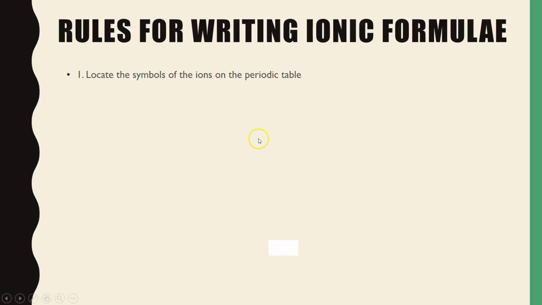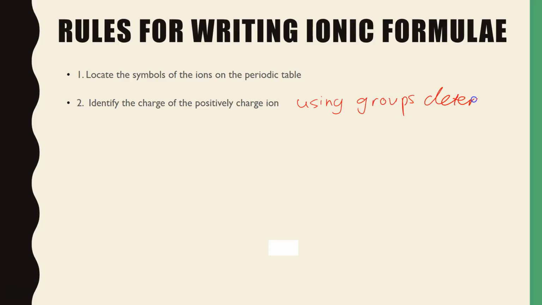So the rules for writing ionic formulae are as follows. First of all, you need to locate the symbols for your particular element on the periodic table. Then you identify the charges on that positively charged ion or the negatively charged ion. So using the groups of the periodic table, you can work out the charge. You can determine this charge, and that will help you work out the number of valence electrons it has.